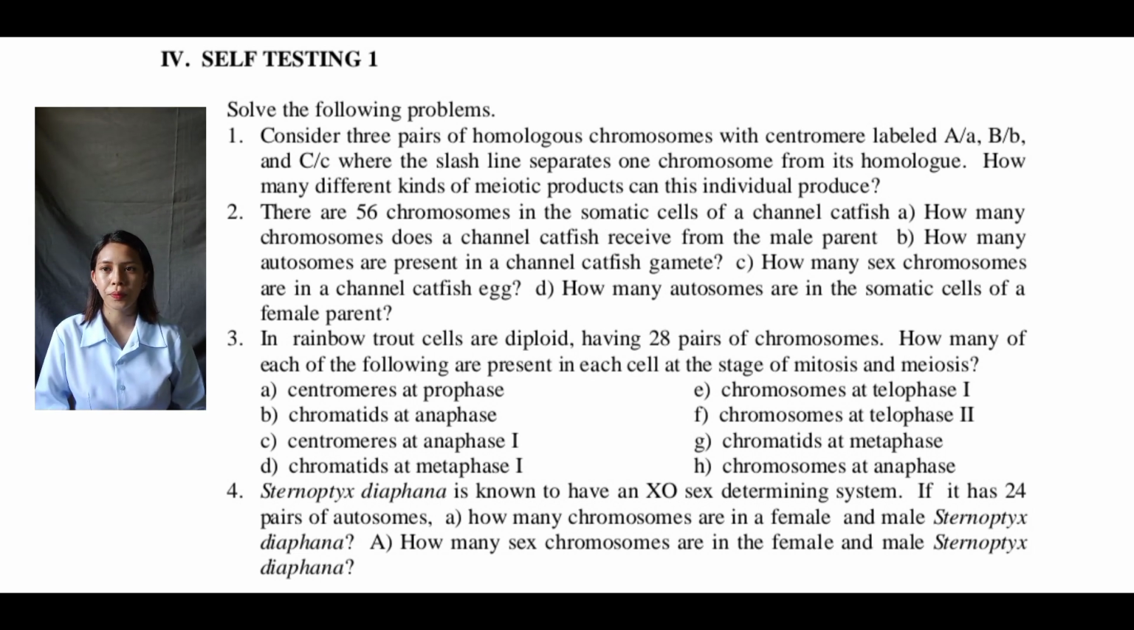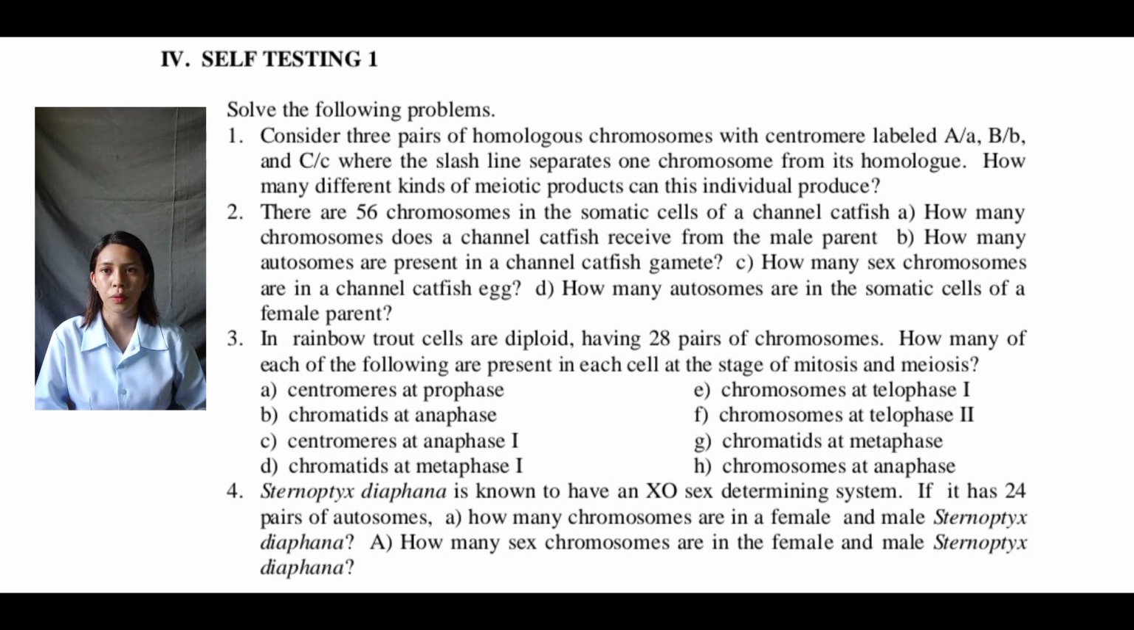Question number 2. There are 56 chromosomes in the somatic cells of channel catfish. Question letter A. How many chromosomes does a channel catfish receive from the male parent? My answer is 28. Letter B. How many autosomes are present in channel catfish gamete? Letter B, my answer is 56.